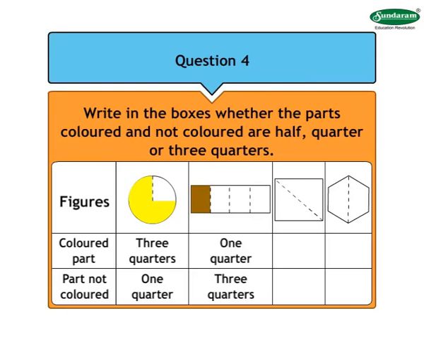The third figure is divided into 2 equal parts. Out of it, 1 part is colored. Therefore, we can say that half is colored and half is not colored. The fourth figure is also divided into 2 equal parts. Out of it, 1 part is colored. This means half is colored and half is not colored.